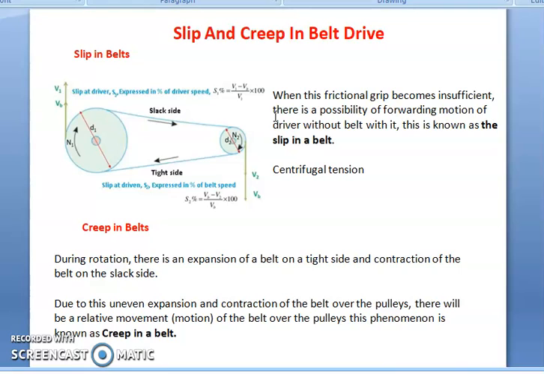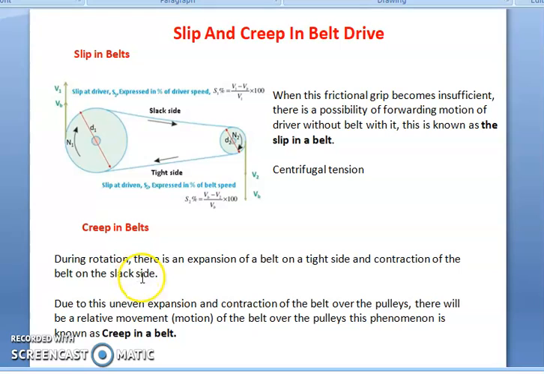When the velocity of the belt is greater than 10 meters per second, we should consider the effect of centrifugal tension in the design itself. Then another factor is creep in the belt. When considering an open belt drive rotating in a clockwise direction, when the belt passes from the slack side to the tight side, a certain portion of the belt is extended and it contracts again when it passes from the tight side to the slack side.